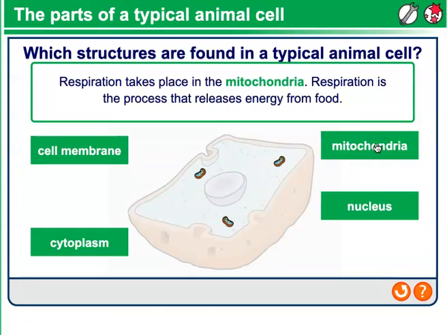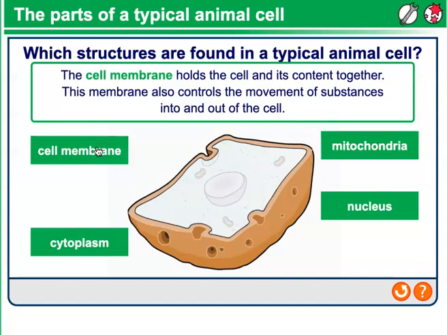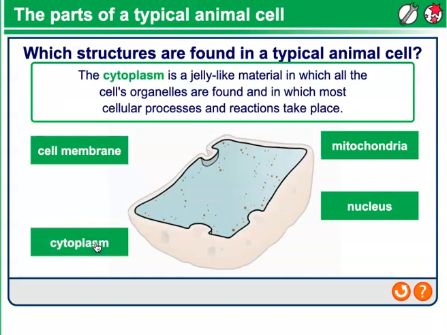The mitochondria is where respiration takes place. Respiration is the process that releases energy from food. The nucleus is the location of a cell's DNA. The nucleus controls the way the cell works, including how it reproduces. The cell membrane holds the cell and its contents together. The membrane also controls the movement of substances into and out of the cell. And the cytoplasm is the jelly-like material in which all the cell's organelles are found and in which most cellular processes and reactions take place.